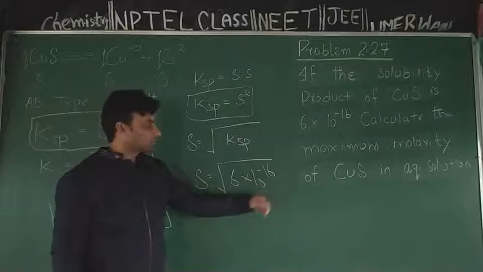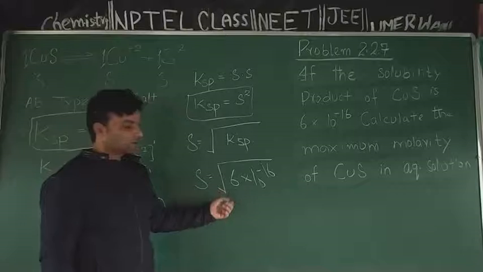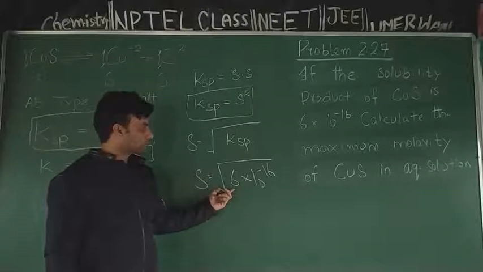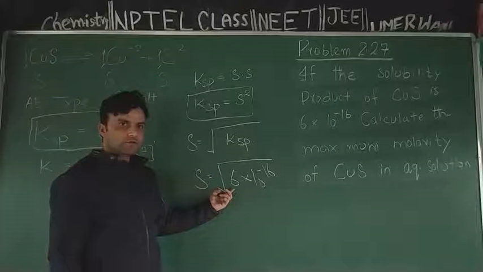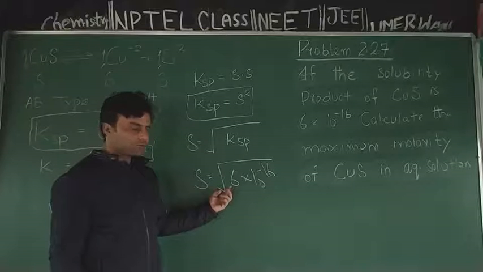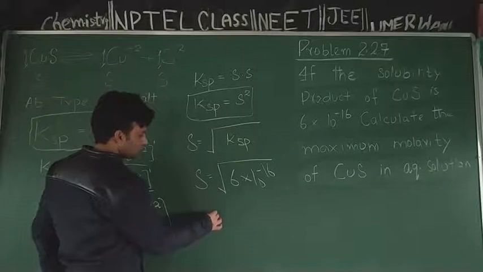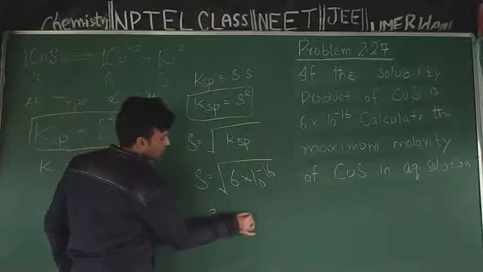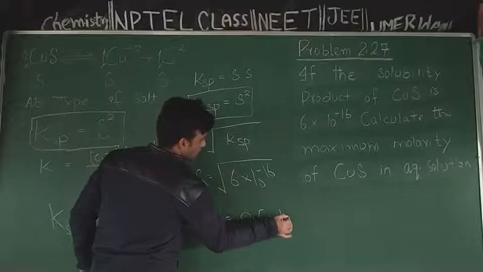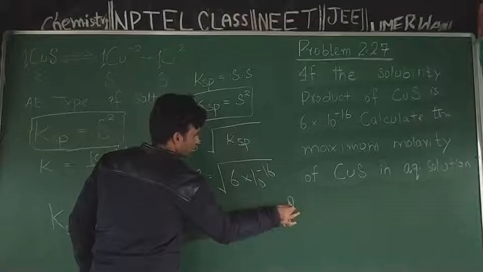The square root of 10 raised to the power minus 16 will be 10 raised to the power minus 8, and I don't remember the square root of 6 exactly. The square root of 4 is 2, the square root of 9 is 3, so it will come between 2 and 3. Let me write 2.5. Solubility is equal to 2.5 into 10 raised to the power minus 8.